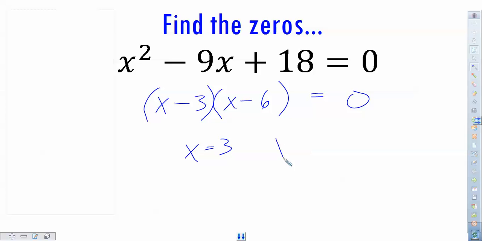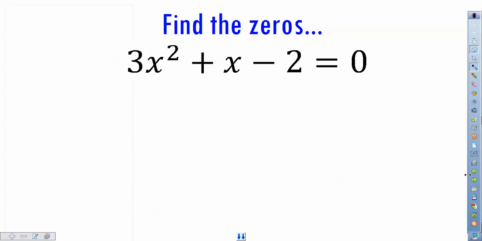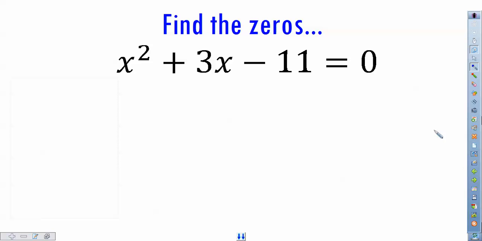So you have x equals 3, x equals 6. Some are a little bit trickier than others, but I'm pretty sure you could probably guess and check your way there on a problem such as that one. If you look at something like this, notice that you can't come up with two numbers whose product is negative 11 and their sum is 3. So we need to have another way of doing it.